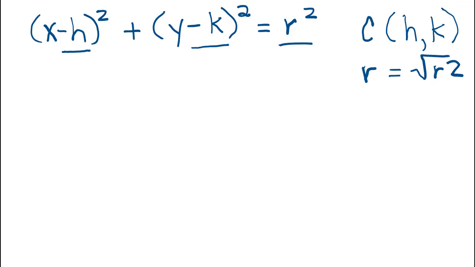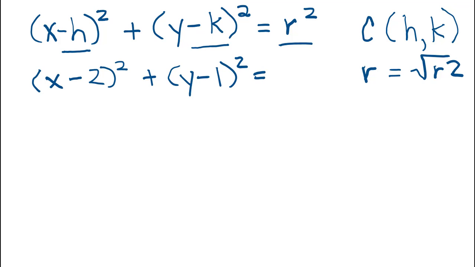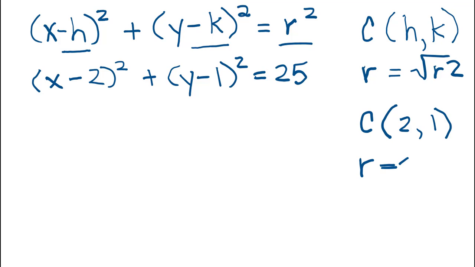All right, for example, if you had the equation x minus 2 squared plus y minus 1 squared equals 25, the center of the circle will be 2, 1, and the radius will equal the square root of 25, or 5.